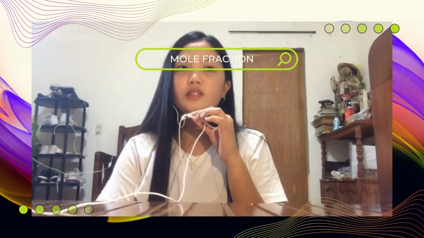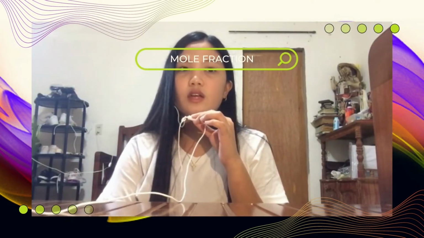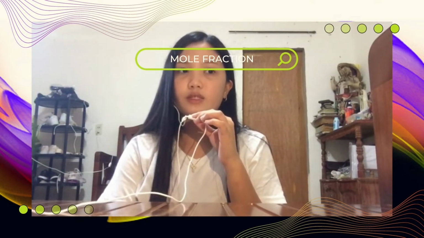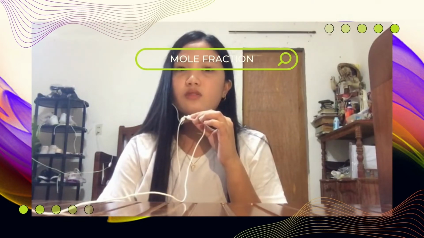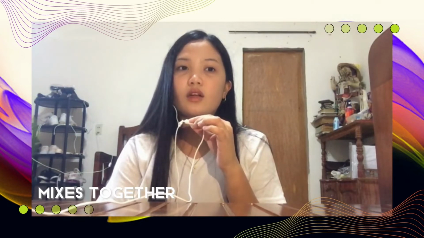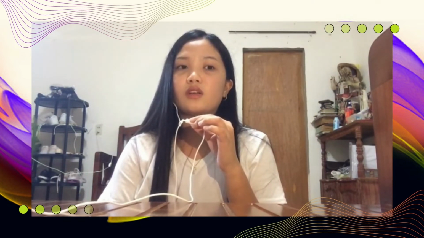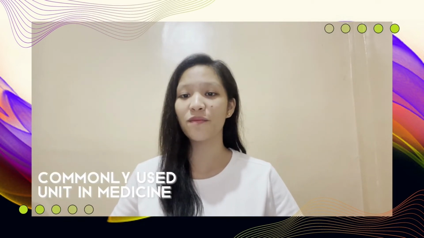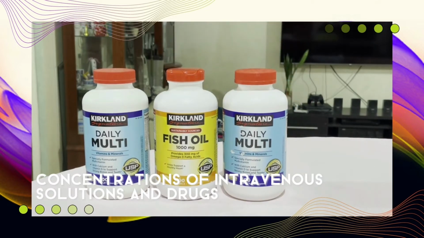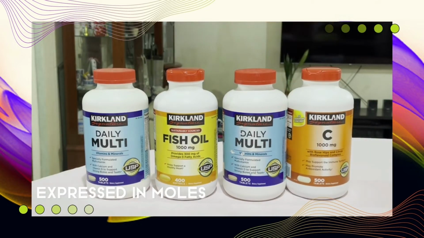The number of moles of a specific component in a mixture divided by the total number of moles in the given mixture is referred to as the mole fraction. It's a way of expressing a solution concentration. When two reactive components are mixed together, the mole fraction of each component is useful because the ratio of the two components is known if the mole fraction of each component is known. The mole is a commonly used unit in the field of medicine. For example, concentrations of intravenous solutions and drugs are expressed in terms of moles.